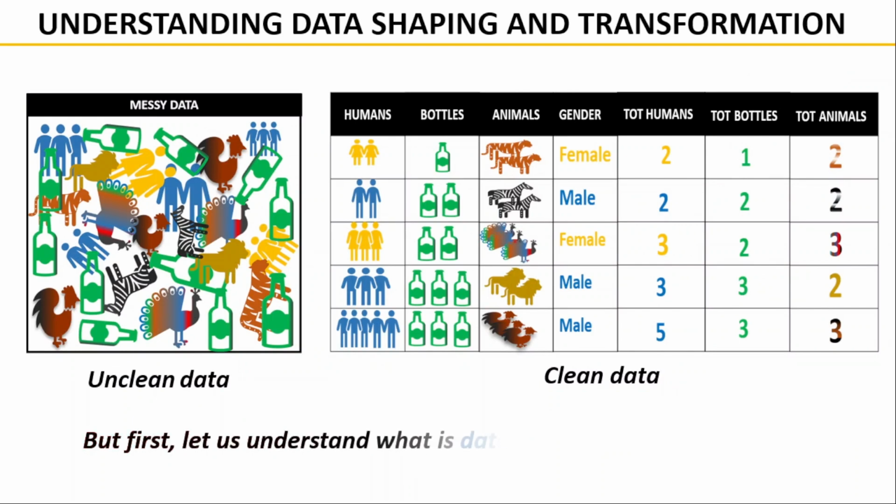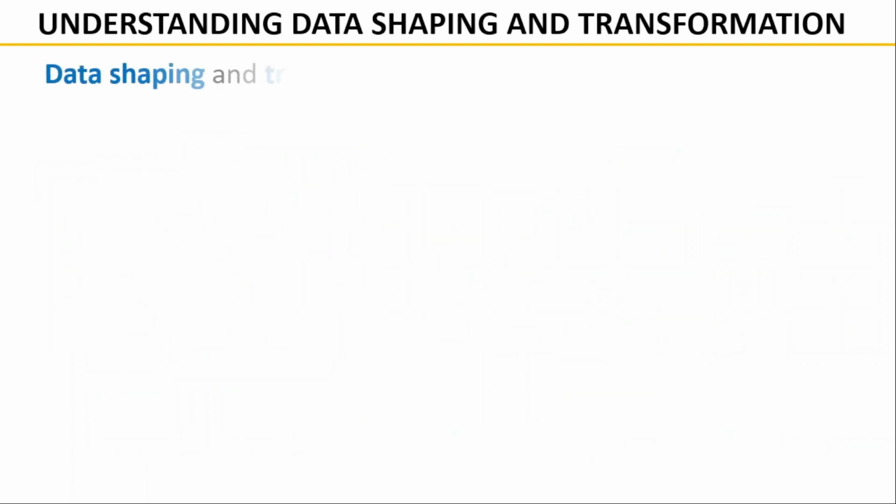Here we have our clean data set on the right side of our screen with added columns and multiple rows. Now, before we go further on how this data was shaped and transformed, let's first understand what is data shaping and transformation.